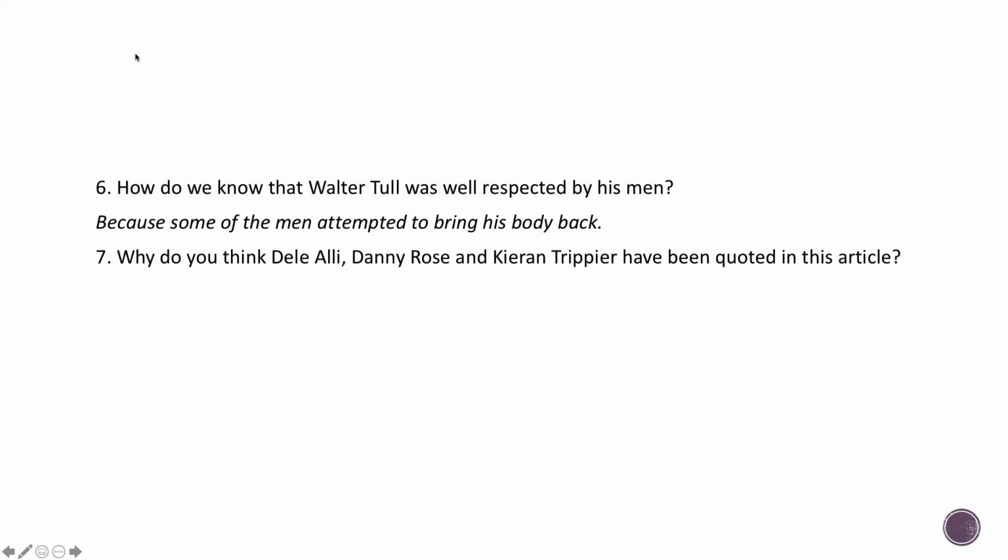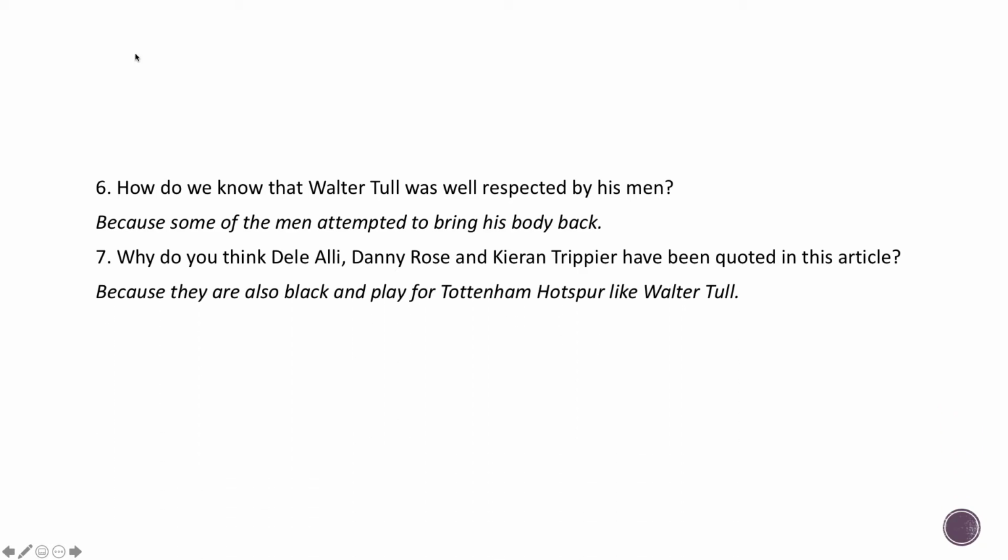And it mentions 3 footballers in the article. It's a couple of years old, so 2 of them don't play for Spurs anymore. But why do you think Dele Alli, Danny Rose and Kieran Trippier were quoted in this article? Well, 2 reasons. First of all, because they're black or mixed race, and they also play for Tottenham Hotspur, in the same way as Walter Tull. So obviously, like I said, he was one of the very first black professional football players. He played for Spurs, so it's a very similar situation to these 3 footballers.